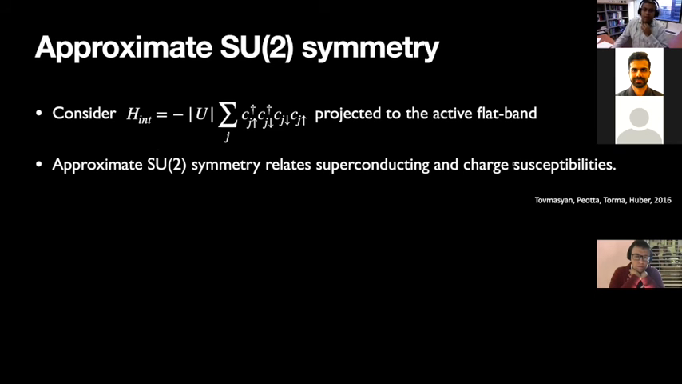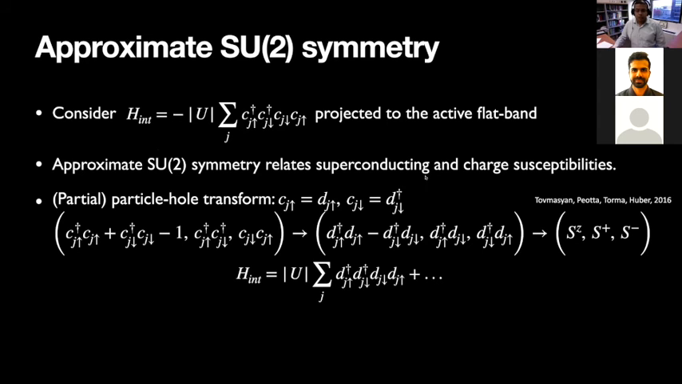Okay, so coming back to the origin of this degeneracy between the charge and the pair response, we can understand that by starting from this problem here. You have, again, your local interactions, but now we want to project these interactions onto this active flat band of interest. And the way to see why the superconducting and the charge susceptibilities are related to each other is simplest to do the following.